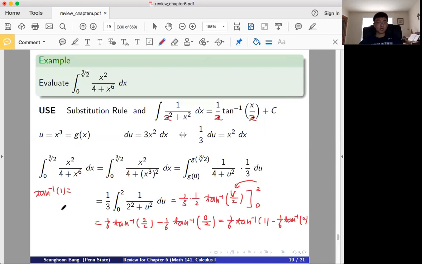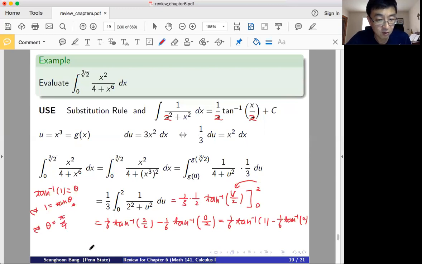Inverse tangent of 1 is like this. You can write angle theta. You can use the definition: 1 equals tangent theta. Which angle has tangent function equal to 1? The angle theta is pi over 4.